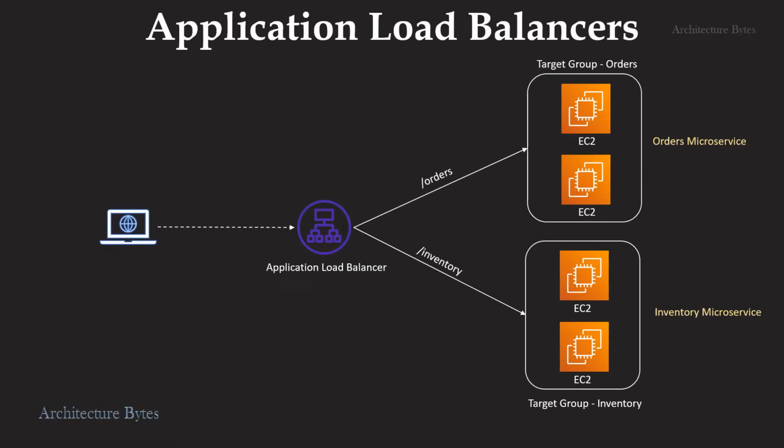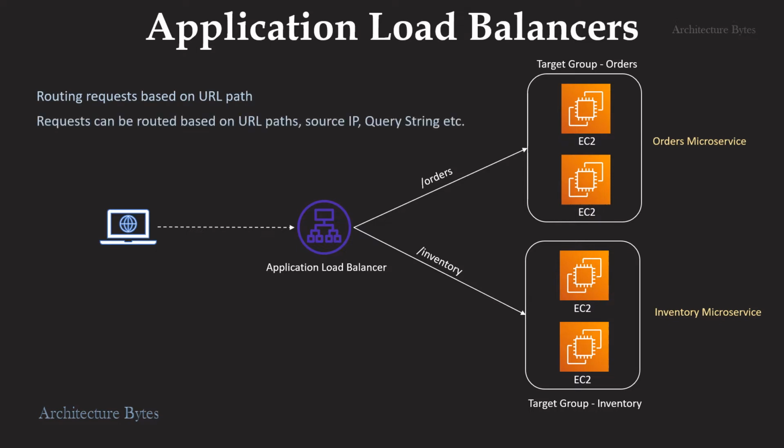Here we have two target groups of microservices, orders and inventory, and the application load balancer is configured to route requests based on path in URL. All /order path requests go to the orders target group, while the /inventory path requests go to the inventory target group. Ideally, the target groups should be spread across availability zones for high availability. So let's look at that.